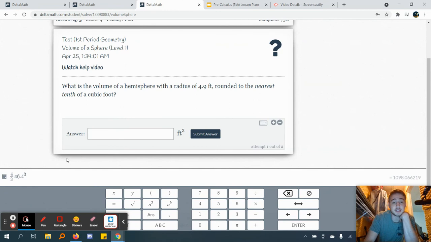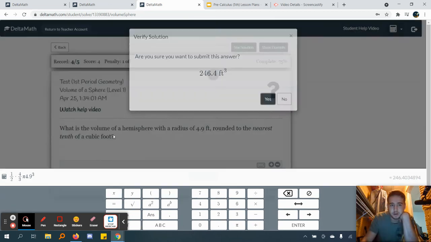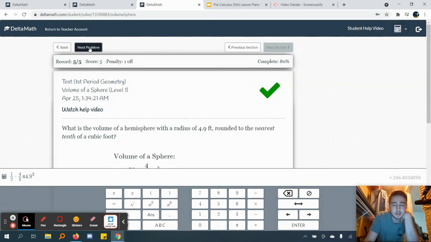Hemisphere with a radius of 4.9. Don't need to cut the radius in half, but we do need to cut the volume in half because, remember, hemisphere. There you go. 246.40 rounds to just the 4. Boom, nailed it.